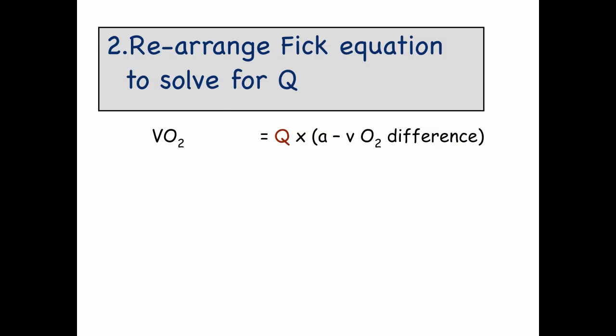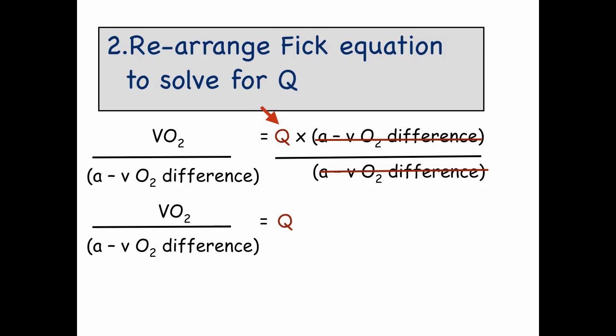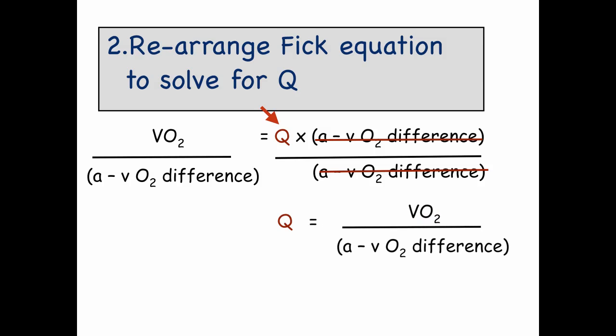The next thing I'm going to do is rearrange the Fick equation to solve for Q, and this is from high school algebra. So obviously I want to isolate Q here. To isolate Q, I'm going to divide both sides by the AVO2 difference. Recall a number divided by itself, say for instance 2 divided by 2, is equal to 1, so we're using that principle here. I'm going to divide the left side by the same number, the AVO2 difference. Here, the AVO2 difference cancels out, and I'm left with cardiac output being equal to VO2 divided by AVO2 difference. I'm just going to rearrange this so I have cardiac output on the left, the same way, just reversing the order.